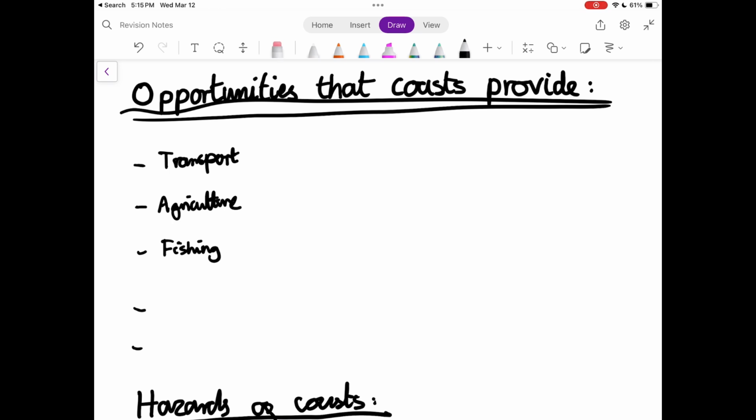The next is tidal power. And this is because there may be a large difference in the tidal range of the specific coastline. So it allows for electricity to be generated for the nearby areas, and also in a sustainable way. And finally, it allows for tourism. So there may be water sports such as jet skiing, snorkeling, etc. And coastlines also provide beaches for leisure and relaxation.